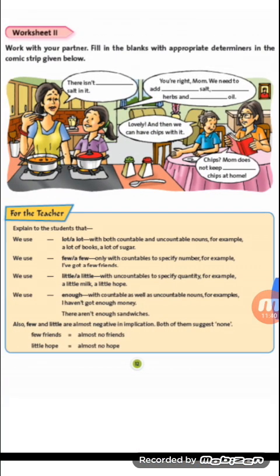Next is our worksheet number 2. Work with your partner, fill in the blanks with appropriate determiners in the comic strip given below. Here a comic strip is given. This is a family strip. So let us find out what is given here. There isn't dash salt in it. So whenever you taste anything, you eat anything, how will you speak about the salt or sugar content? There isn't enough sugar in it, or there isn't enough salt in it. Enough means the amount that you need. So there isn't enough salt in it.